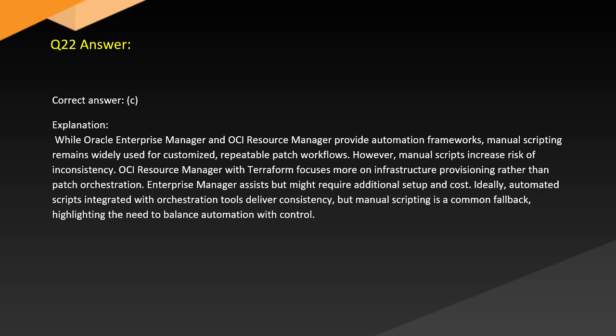Answer. Correct answer: C. Explanation. While Oracle Enterprise Manager and OCI Resource Manager provide automation frameworks, manual scripting remains widely used for customized, repeatable patch workflows. However, manual scripts increase risk of inconsistency. OCI Resource Manager with Terraform focuses more on infrastructure provisioning rather than patch orchestration. Enterprise Manager assists but might require additional setup and cost. Ideally, automated scripts integrated with orchestration tools deliver consistency, but manual scripting is a common fallback, highlighting the need to balance automation with control.